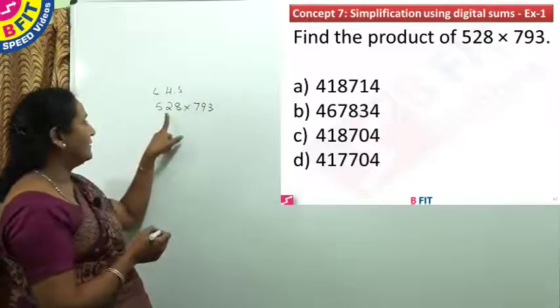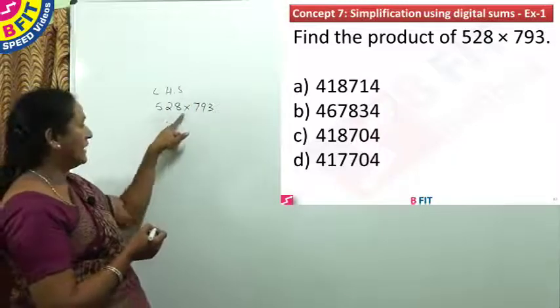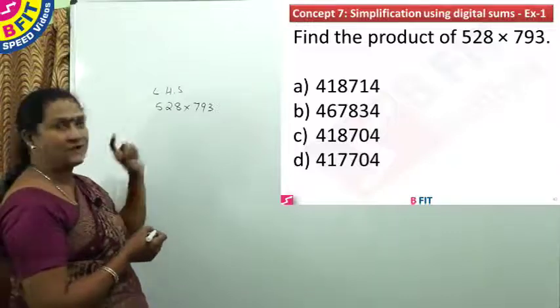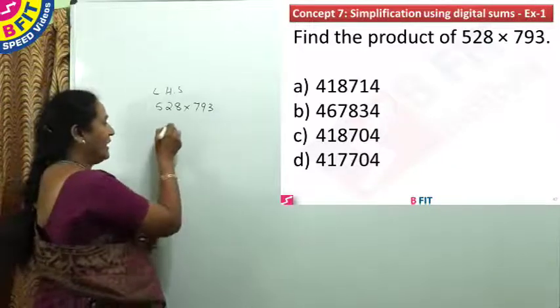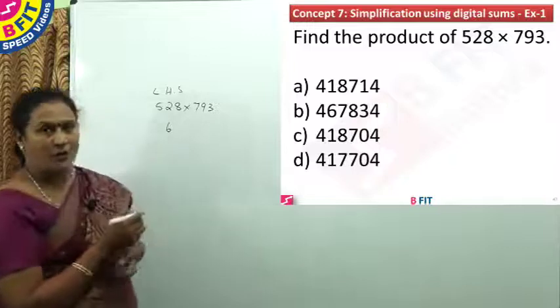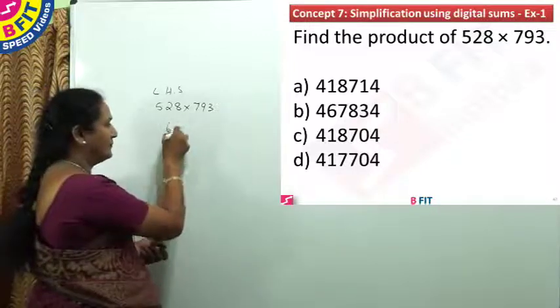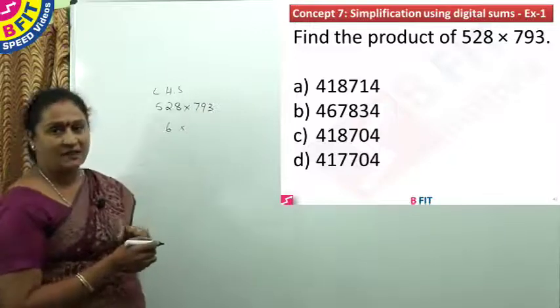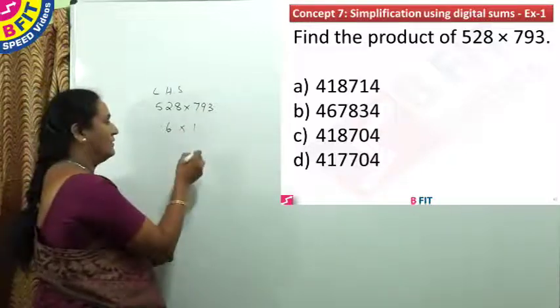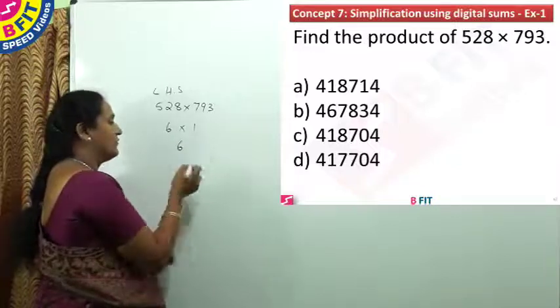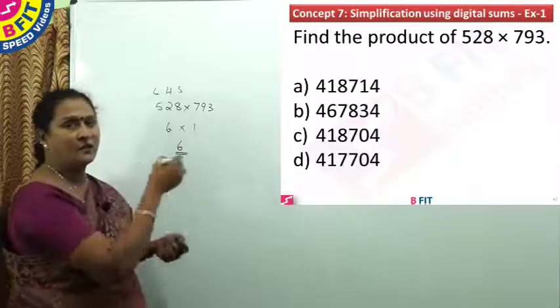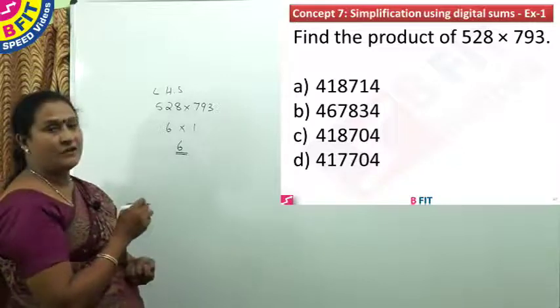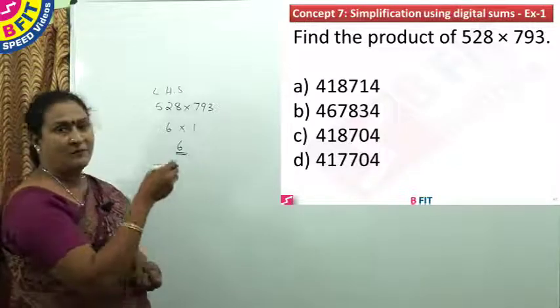So add 5 and 2, it is 7, or we can add 8 and 2, it is 10. 10 plus 5, 15. 15 when we add it is 6. And what will be the digital sum of this multiplicand? We have 9, we can leave that. 7 plus 3 is 10, so 1 plus 0 is 1. So 6 into 1, we get the digital sum as 6 in the question. Now we'll check which option will give you the same digital sum.